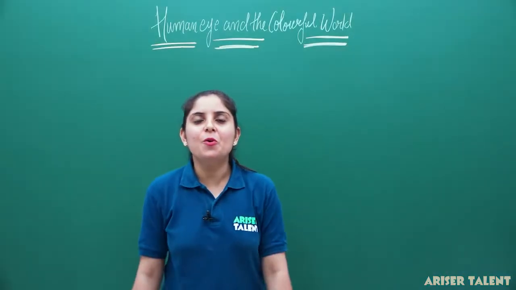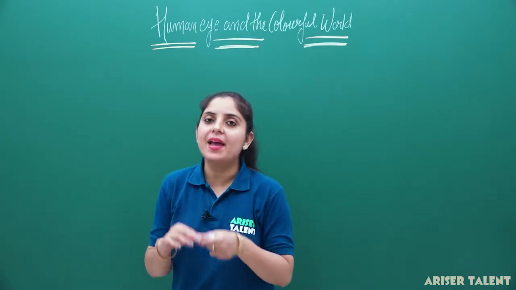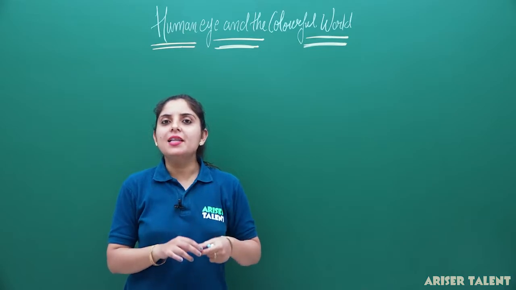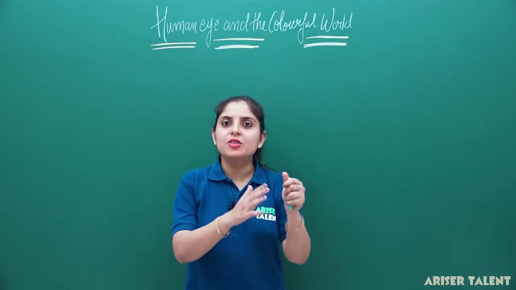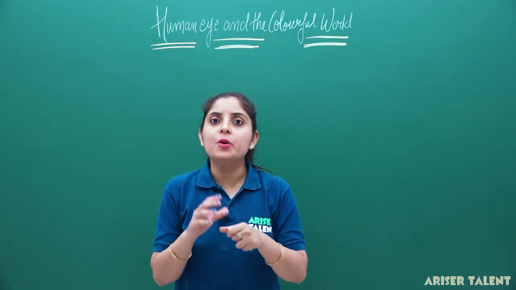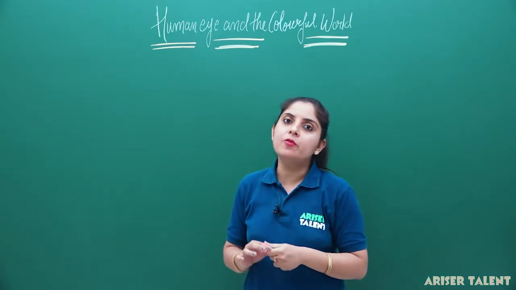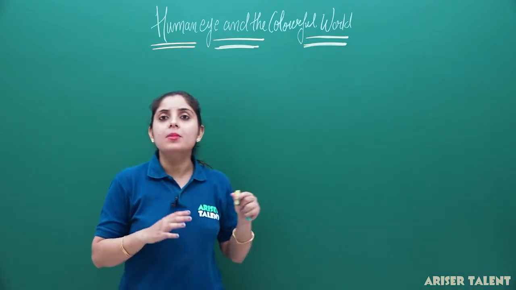Hello students, so we were discussing chapter 2 of physics, that is about the human eye and the colorful world. In the previous lecture, we went through the structure and parts of the human eye. I hope this topic has been clear to you because it is very important from the exam point of view. A 5-mark question can be asked directly from this topic.